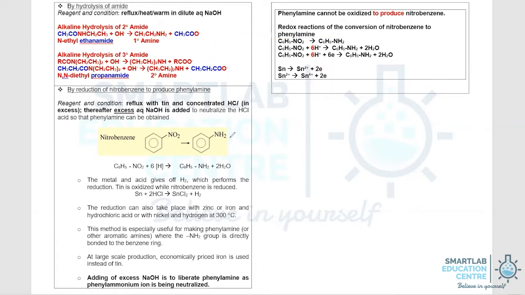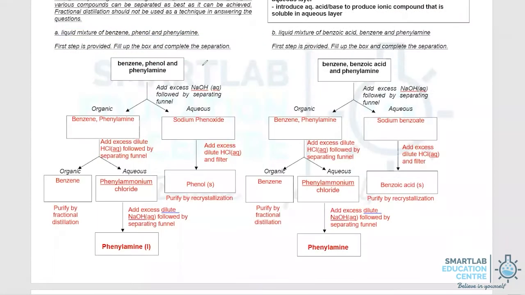The conditions for reduction of nitrobenzene to phenylamine are to reflux with tin in the presence of conc HCl, and thereafter excess NaOH is added, because in the presence of conc HCl, the amine produced will be neutralized to form C6H5NH3+. By having excess OH-, you will help to neutralize the NH3+ to form NH2, phenylamine. Let's take a look at some of the separation techniques that involve phenylamine.